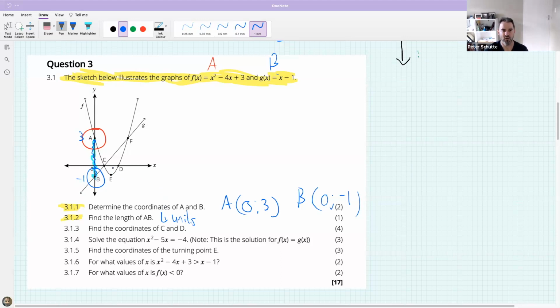Okay, now the next thing we're going to do is find the coordinates of C and D. What's special about C and D that could help us? Because it's worth 4 marks, so it's going to be quite a bit of work. What do we have to notice about C and D?